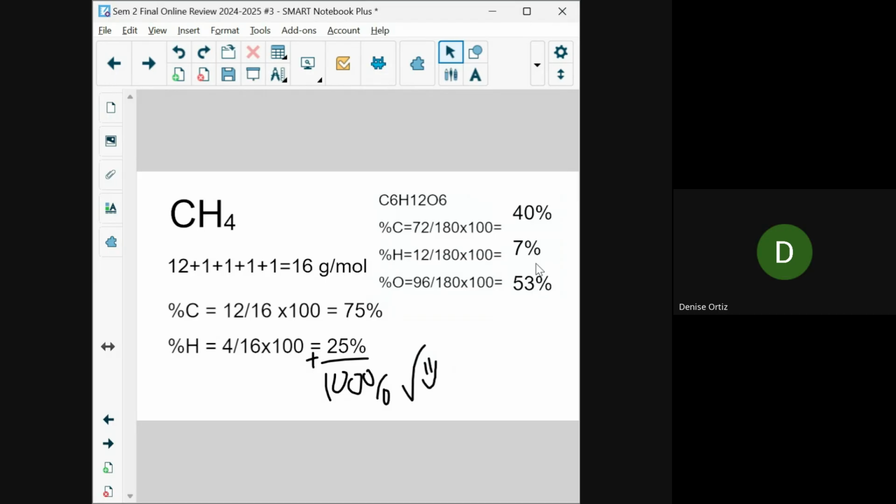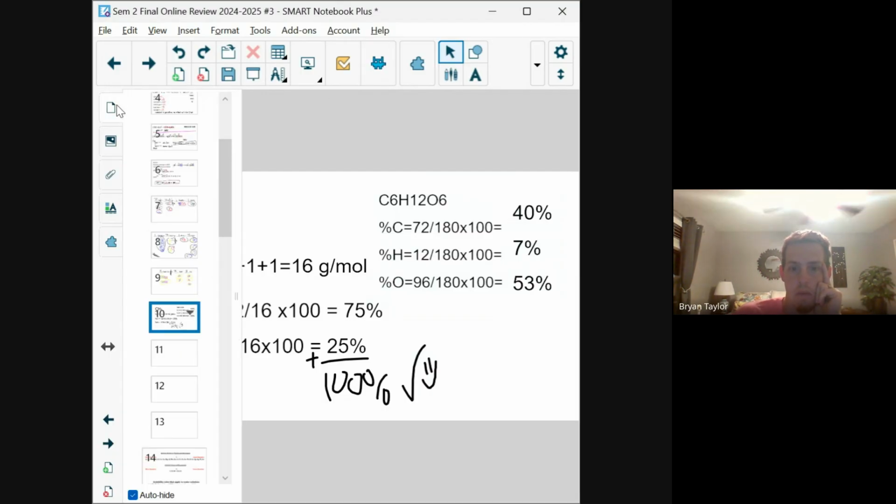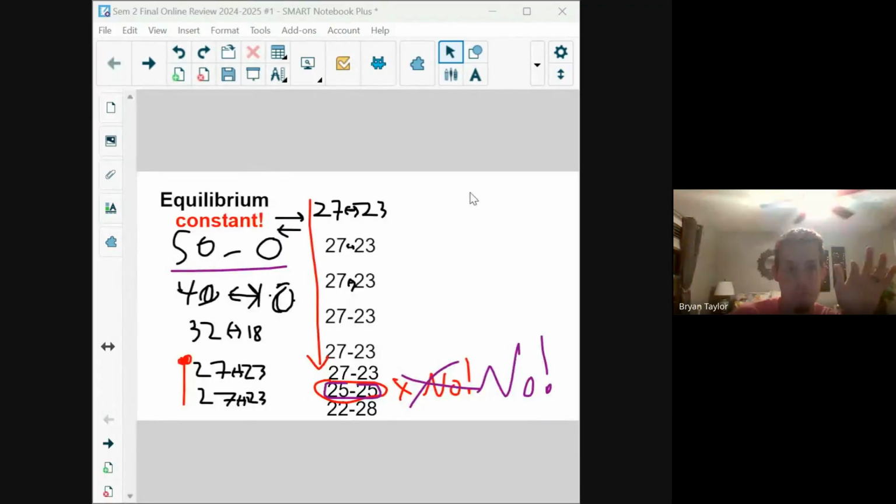What is equilibrium going to look like on the final? So the definition's on there. You need to know that equilibrium, again, is constant. It is not equal. So again, equilibrium is when it's the same. It's constant. Equilibrium is this.